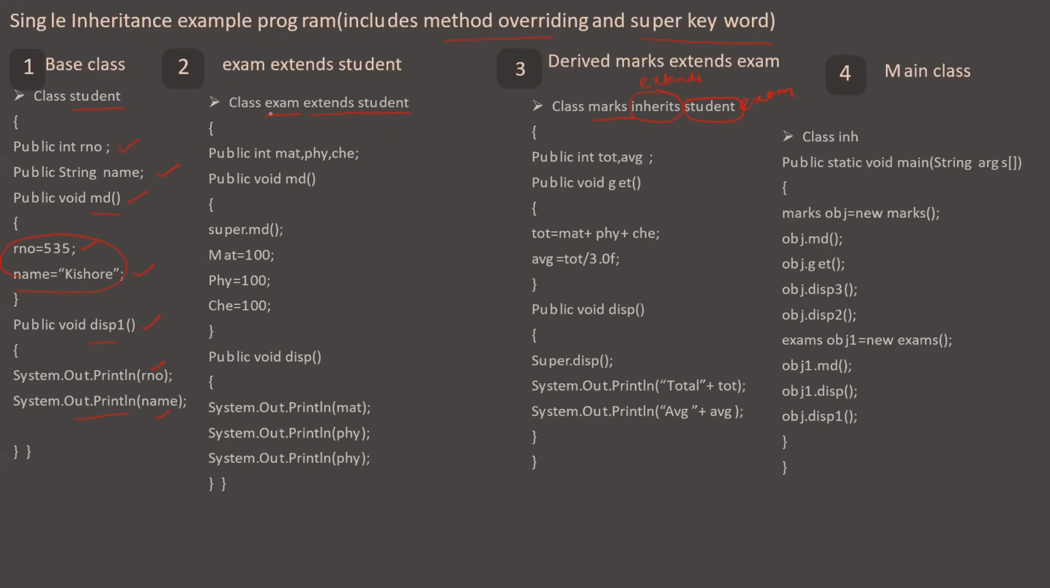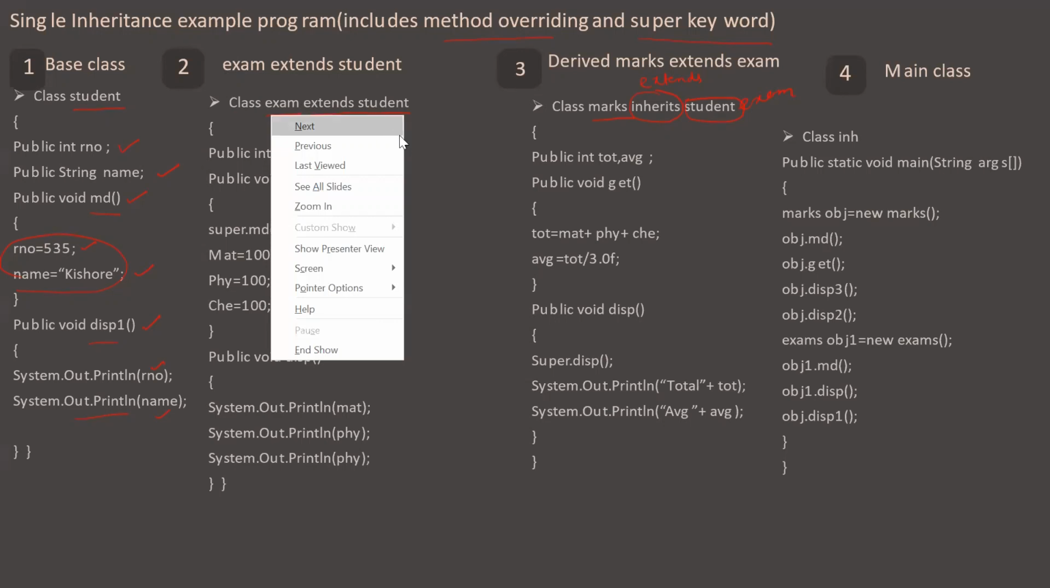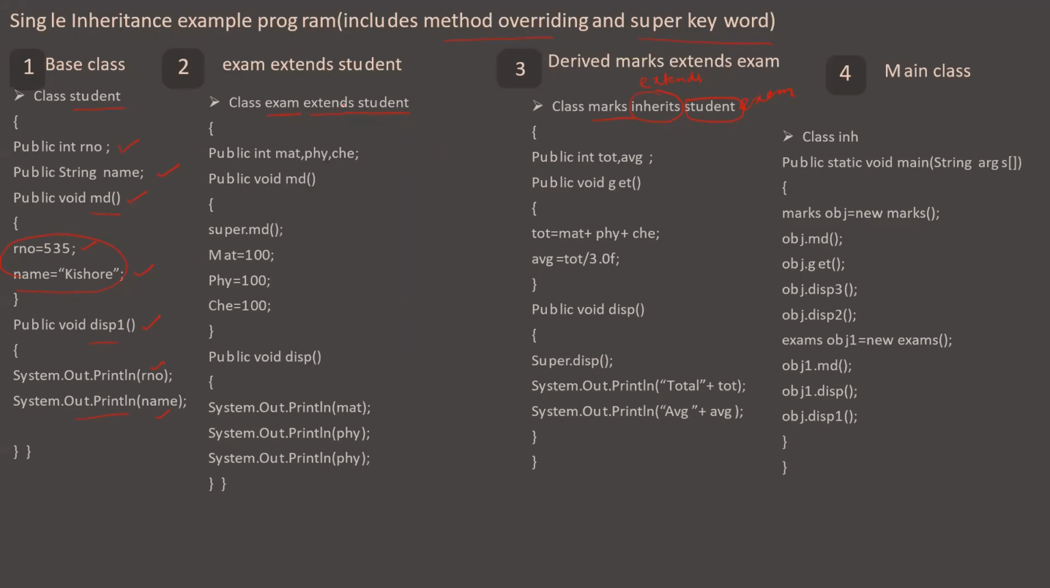Now, next, I'm going to take a class called exam. This exam is extending the student class. In this, I'm going to take these variables: maths, physics, chemistry. Then I'm taking the md method. Here we have the md method, and here also you have the md method. So the same method is in two classes which are inherited, right?